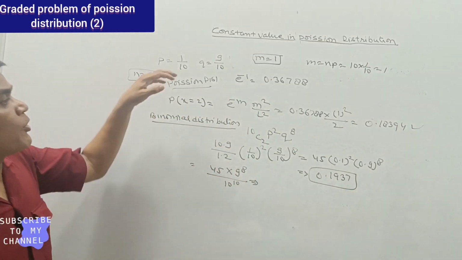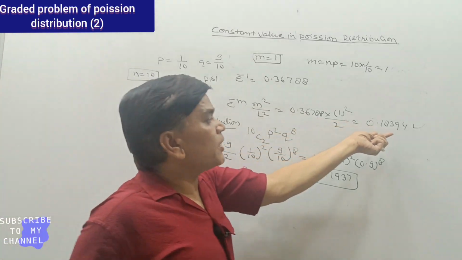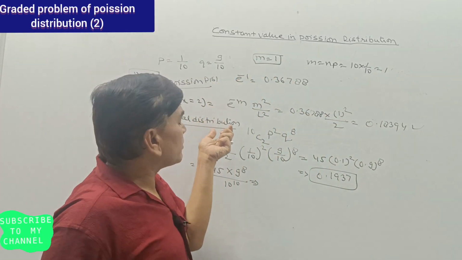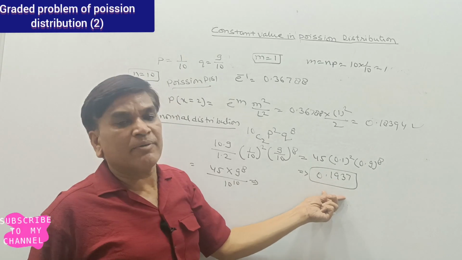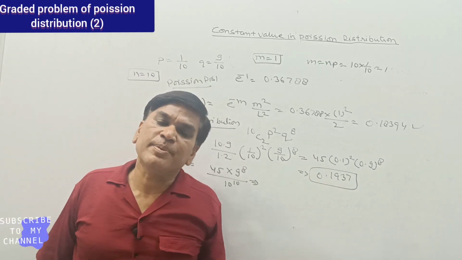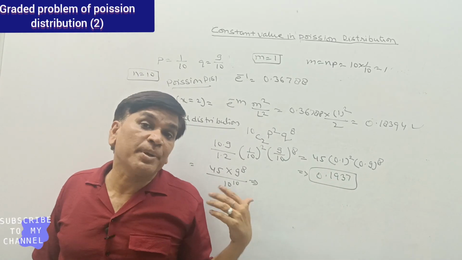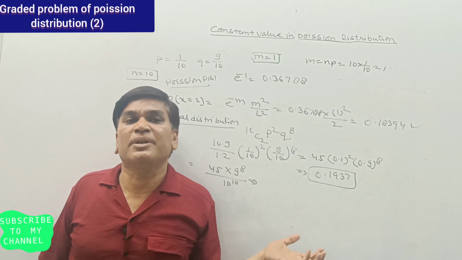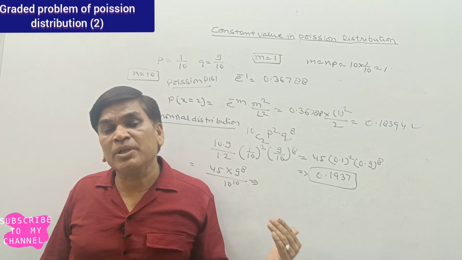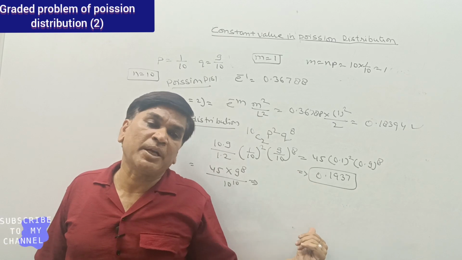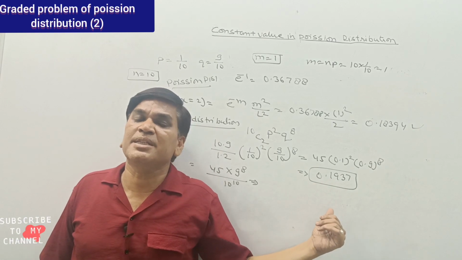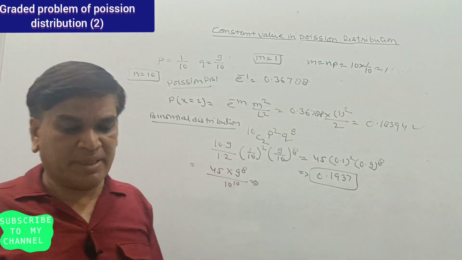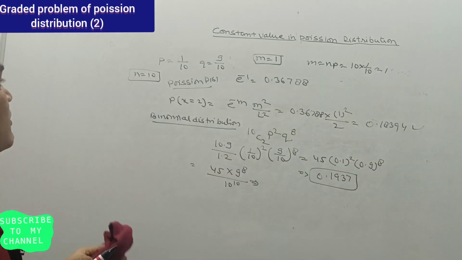So with the Poisson distribution, the probability is 0.1839, but with the help of the binomial distribution, that is 0.1937. So in this manner we can compare the Poisson distribution and the binomial distribution. Also in this question we have calculated the 2 defective probability with the help of the binomial distribution, that is 0.1937, and with the help of the Poisson distribution, that is 0.1839. So the comparison also has been done in this question.